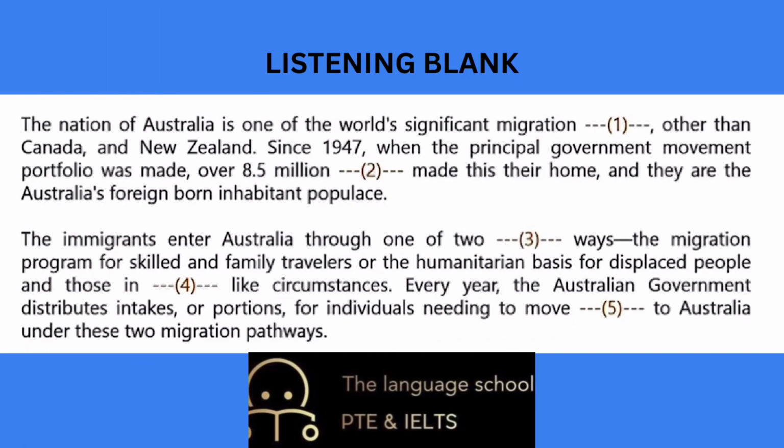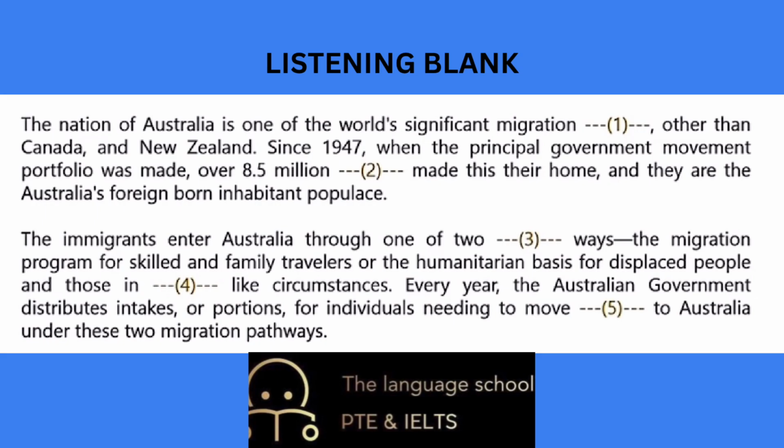Australia is one of the world's significant migration destinations, other than Canada and New Zealand. Since 1947, when the principal government movement portfolio was made, over 8.5 million individuals made this their home, and they are Australia's foreign-born inhabitant populace.